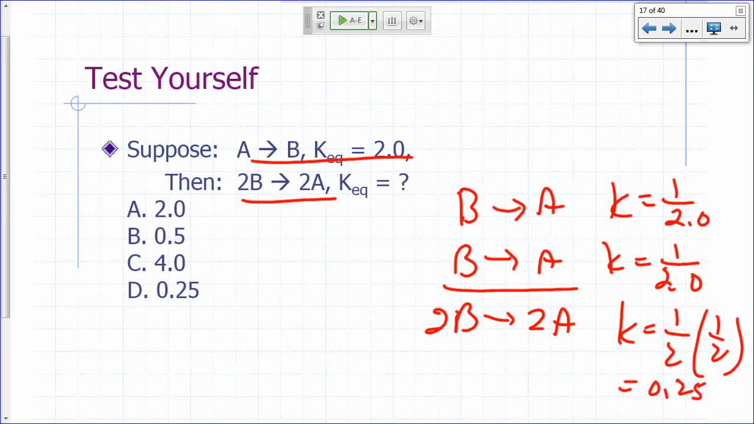Okay? So you flip a reaction, KEQ is a reciprocal. You add two reactions, you multiply. So if you add two identical reactions, that means you double the coefficients in your balanced equation. You just square the KEQ.